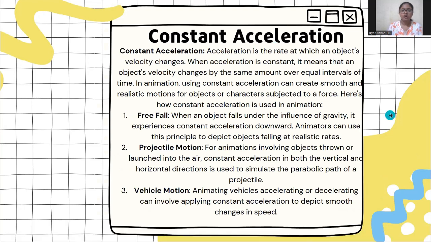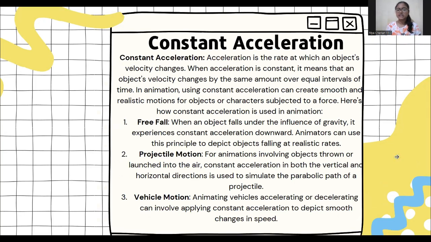Constant acceleration. Acceleration is the rate at which an object's velocity changes. When acceleration is constant, it means that an object's velocity changes by the same amount over equal intervals of time. In animation, using constant acceleration can create smooth and realistic movement for objects or characters subjected to a force. First is free fall. When an object falls under the influence of gravity, it experiences constant acceleration downward. Animators can use this principle to depict objects falling at realistic rates.